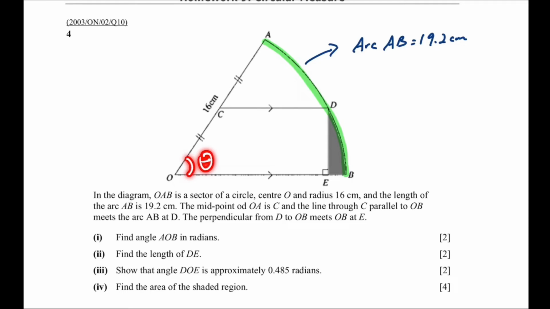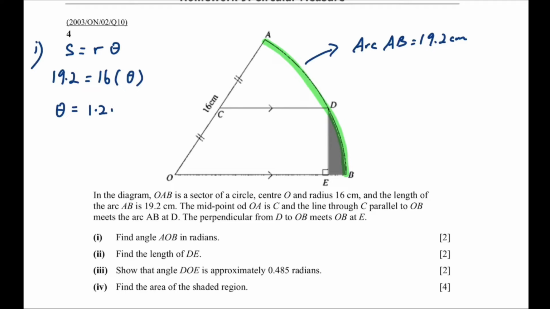Since it's a sector, angle AOB, radius and arc are given, so very straightforward. Arc equals r theta. Arc now is 19.2. 19.2 equals 16, the radius, times theta. So theta is 19.2 divided by 16, which is 1.2 radian. So the angle here should be 1.2 radian. Second question.